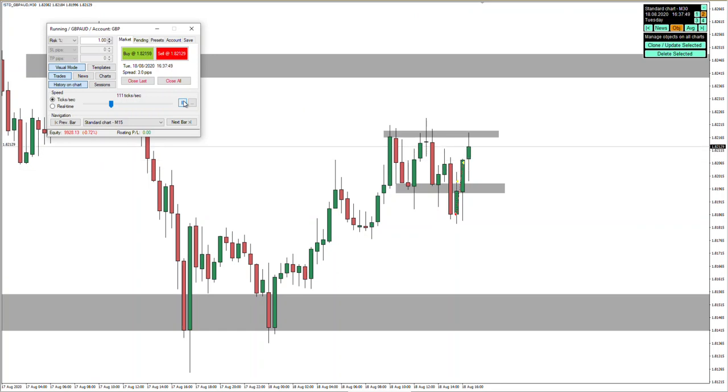So that was a rejection. This looks interesting. Yeah, we formed a down wick, then price makes this high. If price breaks this top wick, I'm eager to buy.